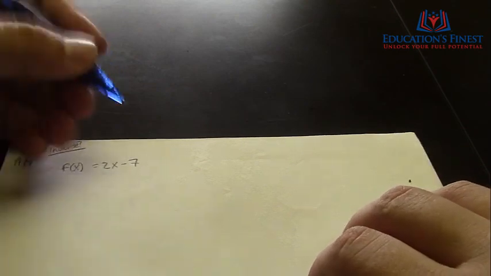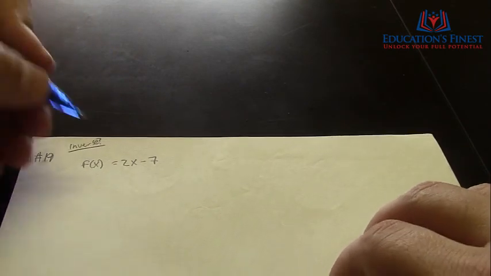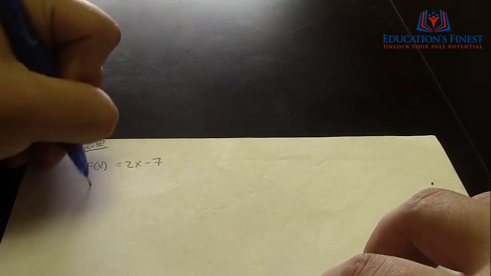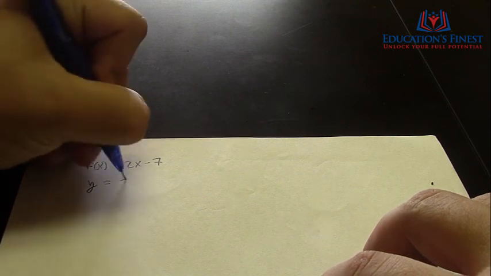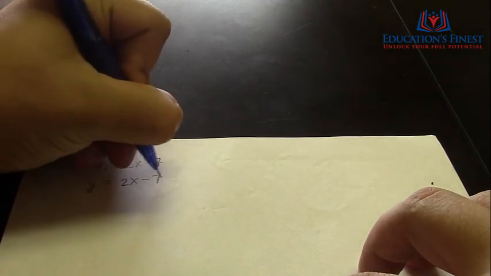All right, number 19. It just says find the inverse. Your very first step, there's a process to this. Your first step is change f of x to y. So we have y equals 2x minus 7.